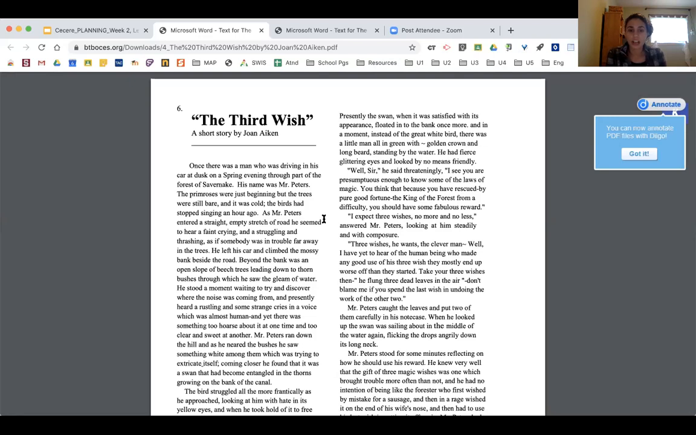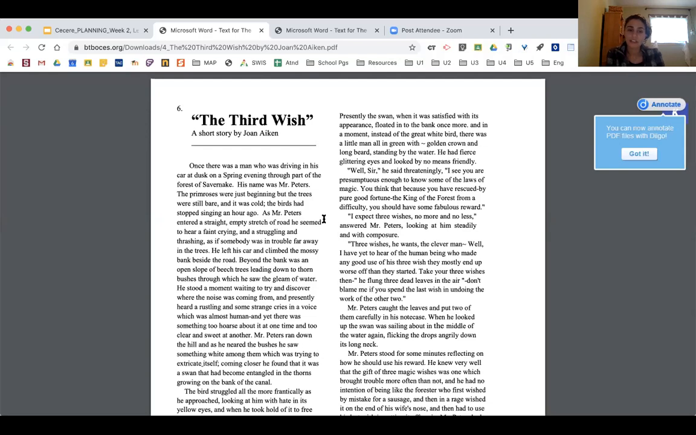He left his car and climbed the mossy bank beside the road. Beyond the bank was an open slope of beech trees leading down to thorn bushes through which he saw the gleam of water. He stood a moment waiting to try and discover where the noise was coming from, and presently he heard a rustling and some strange cries in a voice which was almost human, and yet there was something too hoarse about it at one time and too clear and sweet at another. Mr. Peters ran down the hill. As he neared the bushes, he saw something white among them which was trying to extricate itself.